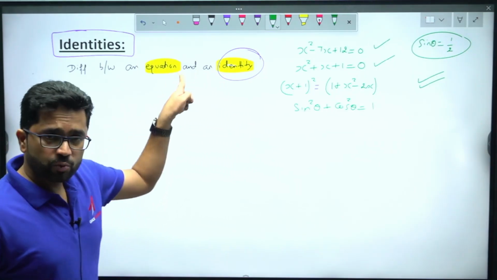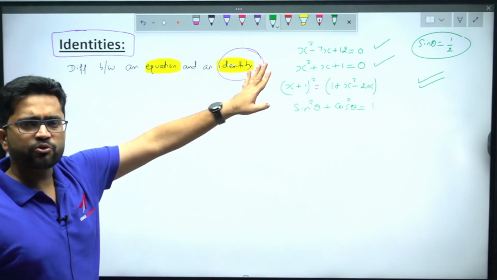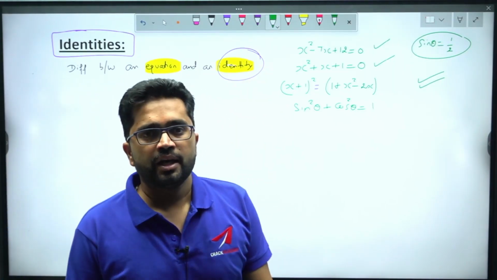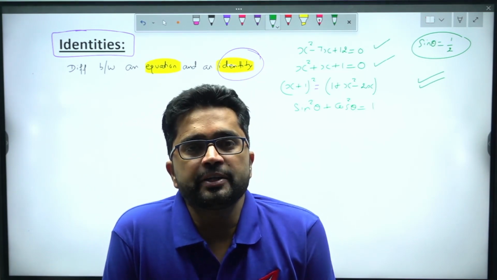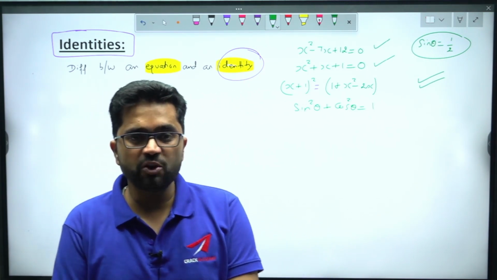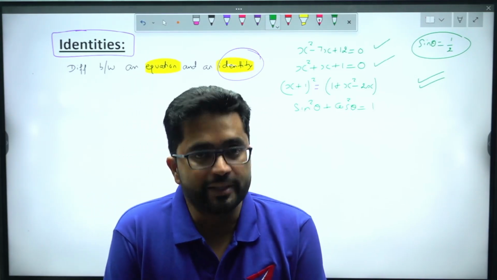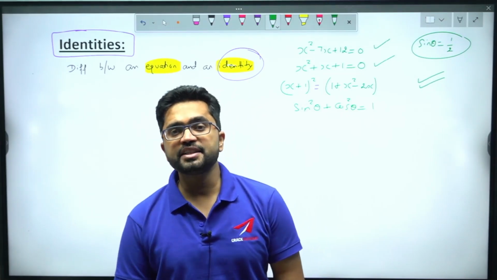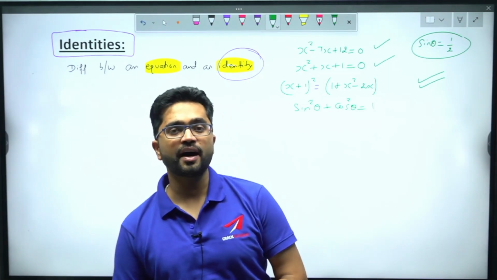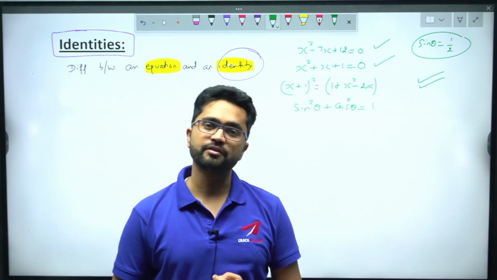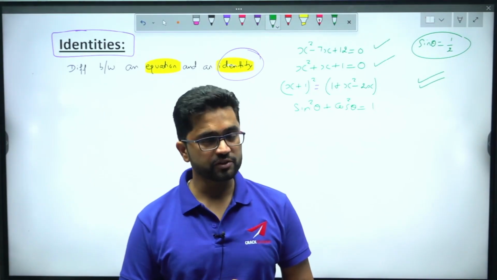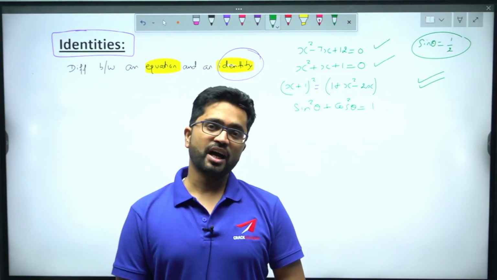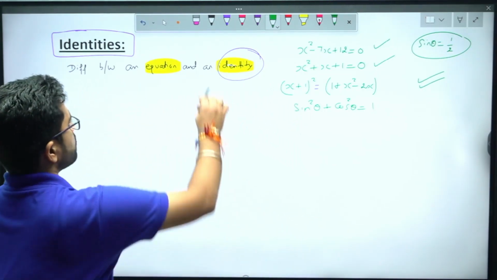Equations may or may not be true for some values, but identities are valid for all x. So please write it down. Equations may or may not be true for some specific values, whereas identities are valid for all the values of the given variable. I repeat, equations may or may not be true for some specific set of values, whereas identities are true for all the values of the given variable.